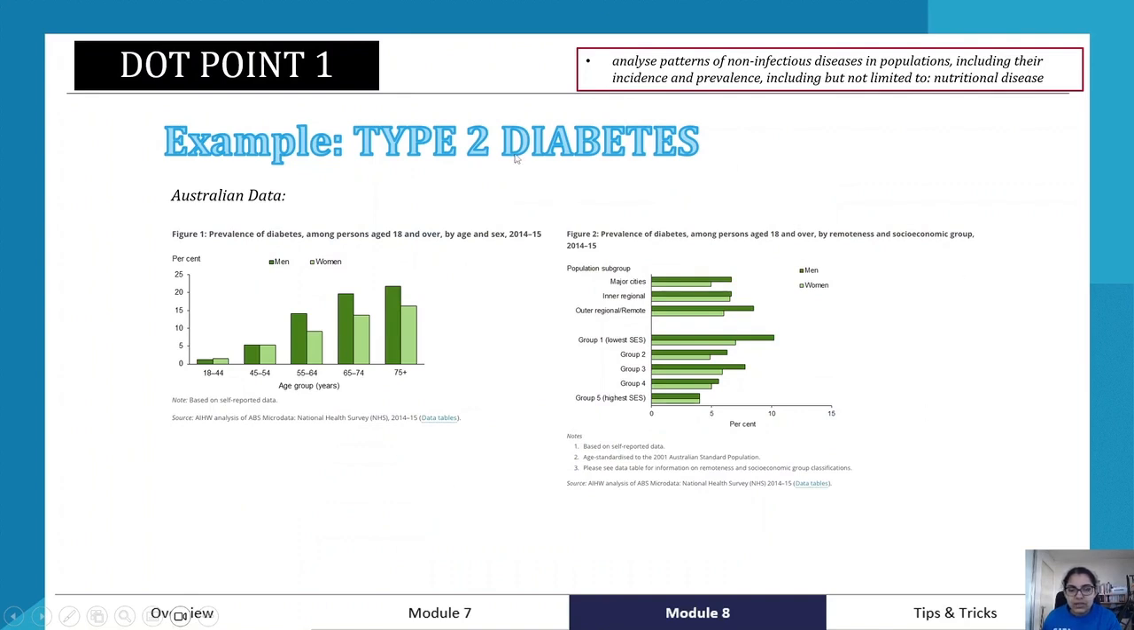Here's some data for us. Type 2 diabetes, Australian data. This is where we're now looking at the differences in populations.